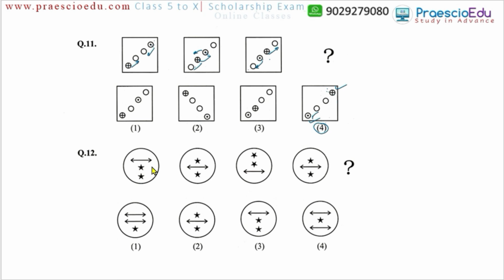Now question number 12. Here there is one horizontal arrow, or we can say a line, with an arrow on both sides, and there are two stars below it. In the next figure, the line comes to the middle and a star moves to the upper side. In the next figure, the line moves to the bottom and the bottom star moves to the upper one. In the next one, the line moves to the upper side again, so the line moves sequentially from the top to the bottom and again from the bottom to the top.